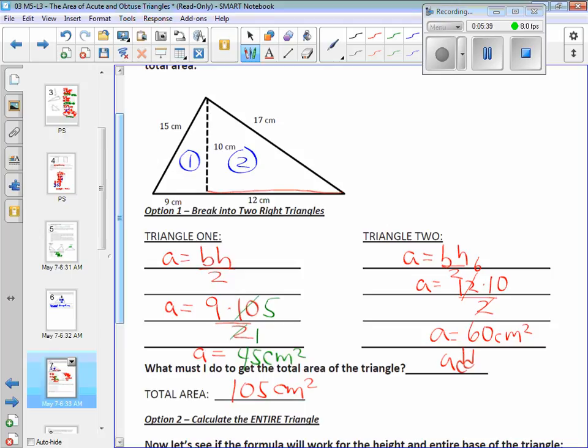101 centimeters squared. You're wrong. Got to raise your hand. Ryan, 21 centimeters. How'd you get 21? You added 9 plus 12. Right, the entire base would be the two individual bases added together. What's your height still? 10. Still 10. So let's try and see if we get the same 105 using one formula.